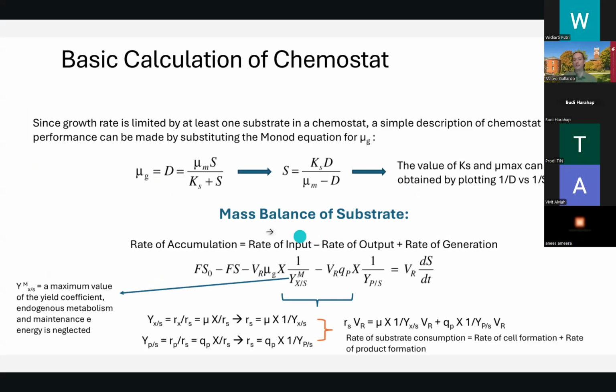For the substrate mass balance, we have the same basic concept: accumulation equal to the input minus output plus generation. But this time, the substrate is consumed, so we have negative values. It's consumed not only because we are producing biomass, but also because we are producing product. So we have also this formula.